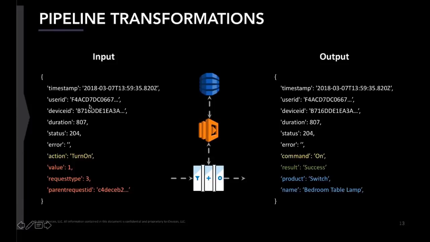So in particular, I tried to color code this. All the white ones we left as is and passed it through. The yellow one, we actually transformed it from turn on, which is an Alexa specific request, to a simple on command. The one in green, we took the HTTP status code of 204 and translated it to success. We dropped the red values because they weren't pertinent for the marketing teams, and then we added 2 fields, so the product name or the model name, and then the product name, the name that the user actually gave it. And this is what we feed into the data store, which we import into QuickSight.